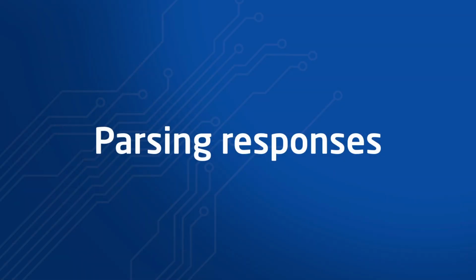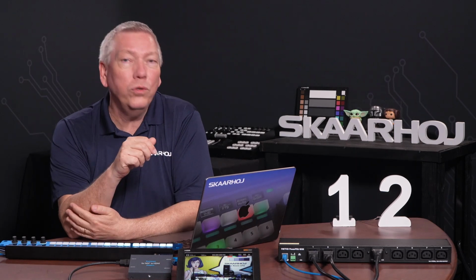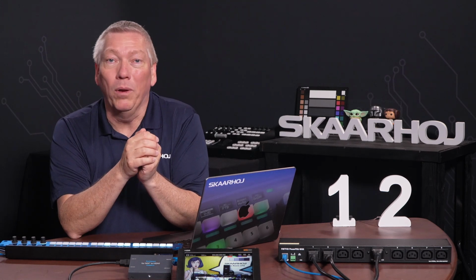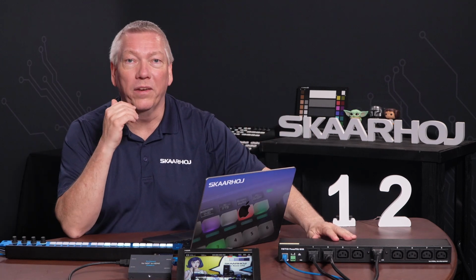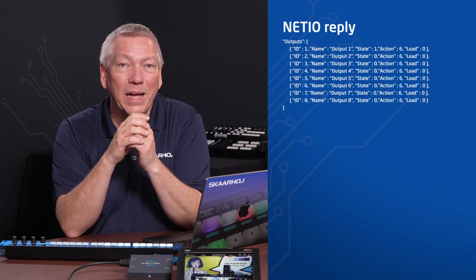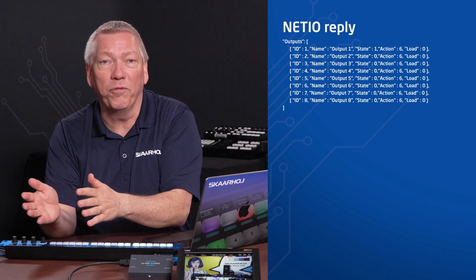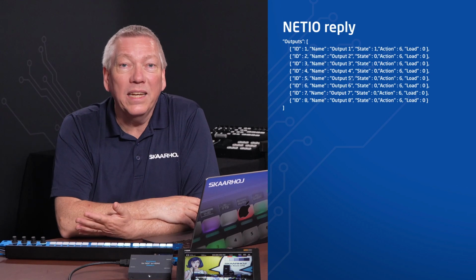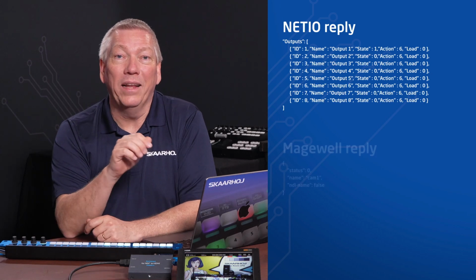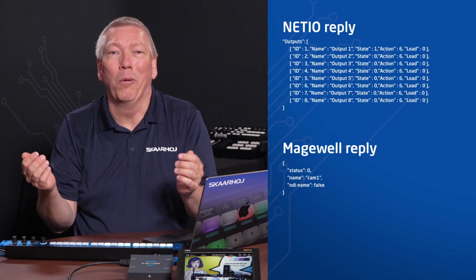Parsing responses. Until now, we've just been sending out commands, but it can also be very useful to listen for replies from the devices. For example, when we toggle the NETIO power socket, it actually sends back a text including the status of the outputs. We can use this to color the button green if on or red if off. In a similar way, we can send a command to the Magewell converter asking about the current channel. And the name it replies could be used to select a camera for PTC control.